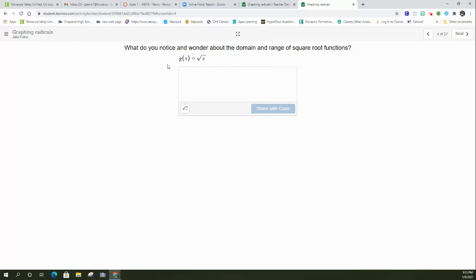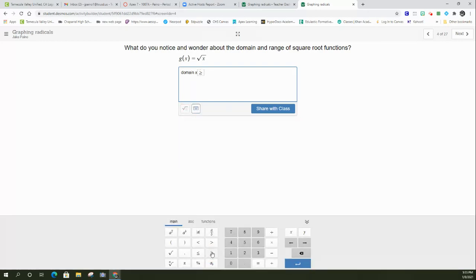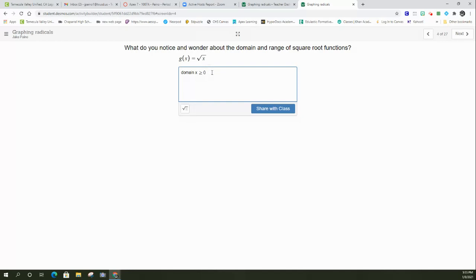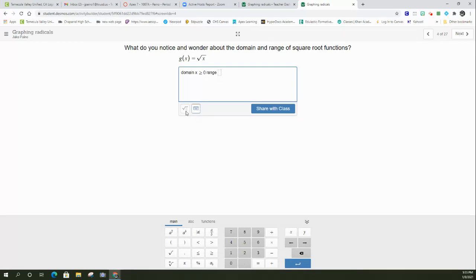All right, so I kind of jumped ahead of myself here, and that's what this slide is. What do we notice? We notice that the x's are always greater than or equal to 0, so the domain is x is greater than or equal to 0. I use the math symbol here. We notice that the range is y is greater than or equal to 0. So that's what we noticed about that graph.